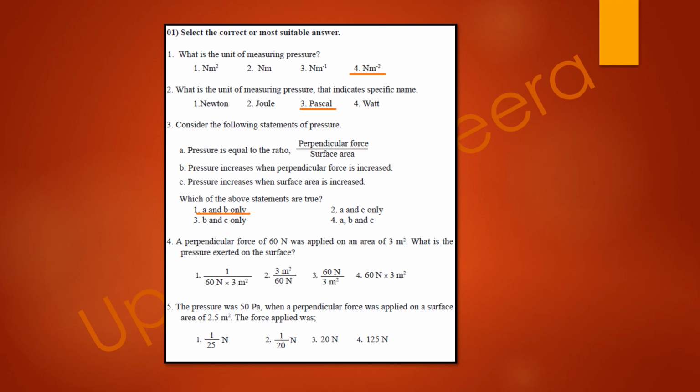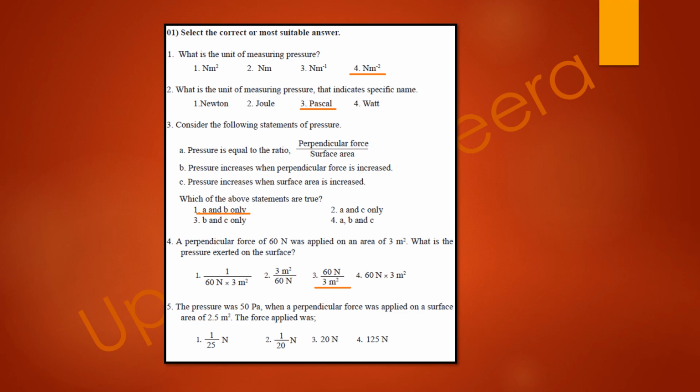Question number 4. A perpendicular force of 60 newtons was applied on an area of 3 square meters. What is the pressure exerted on the surface? Pressure equals force divided by contact area. Force is 60 newtons, area is 3 square meters. So the answer is the third one.